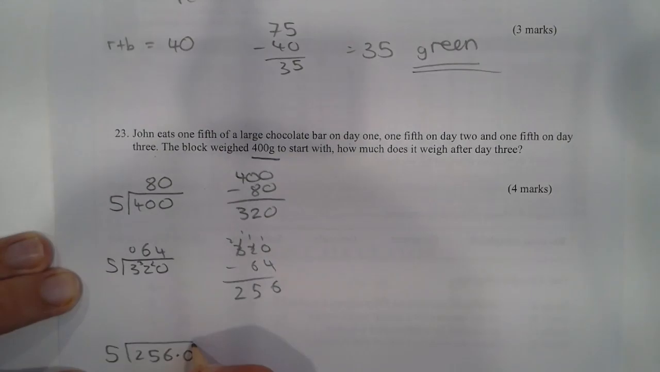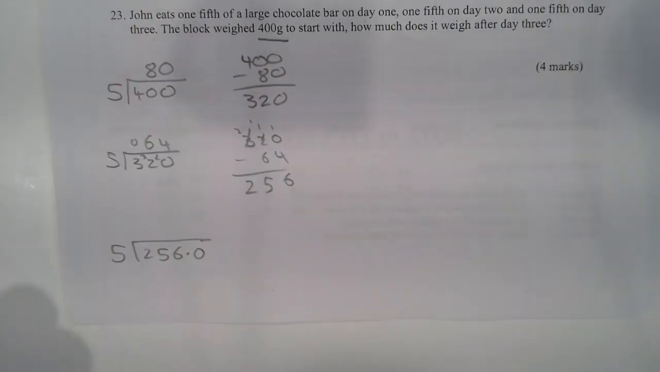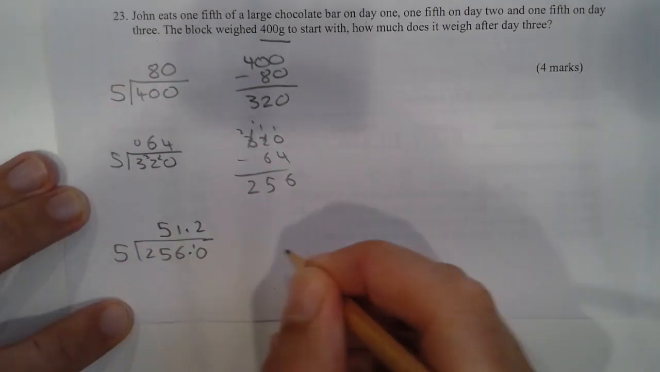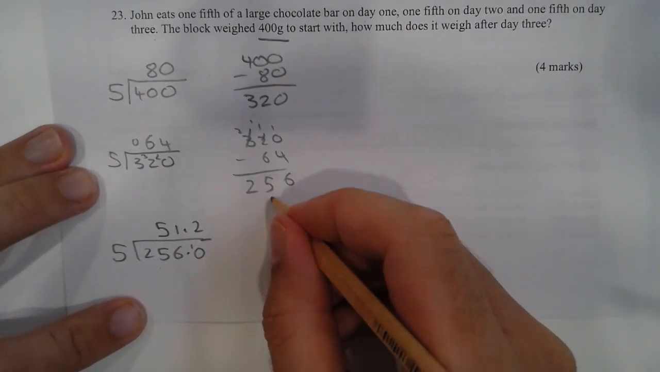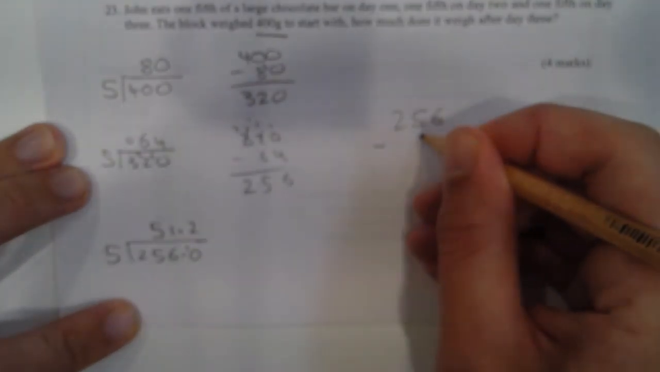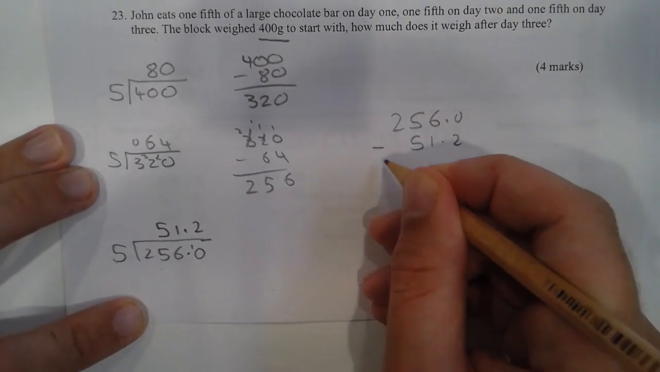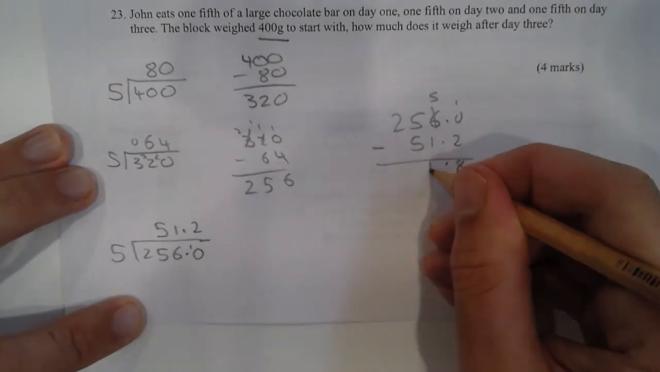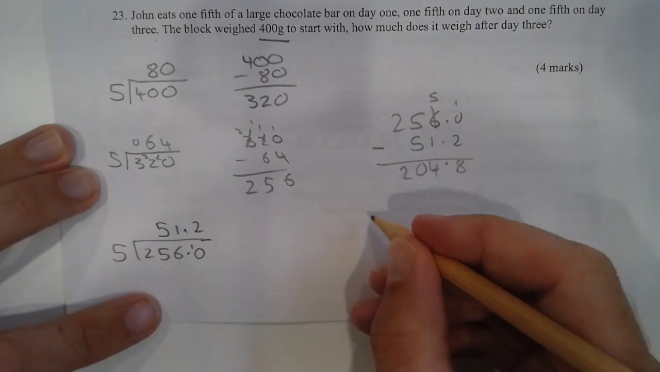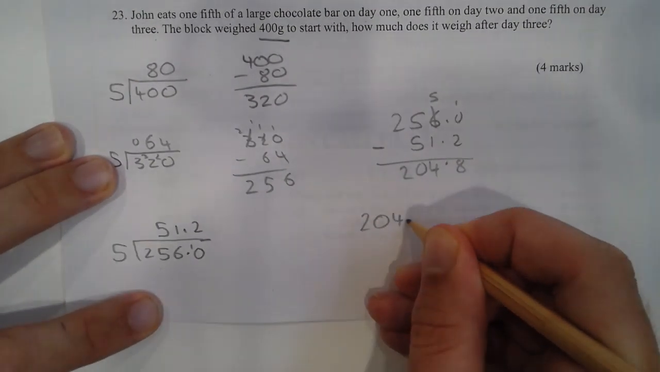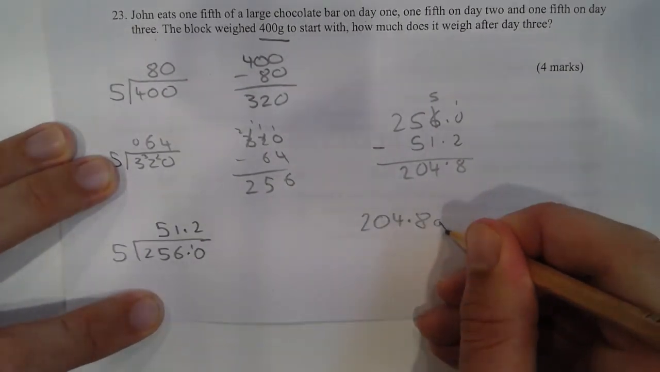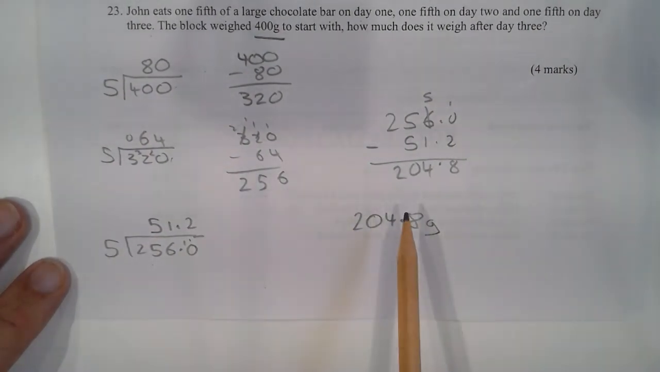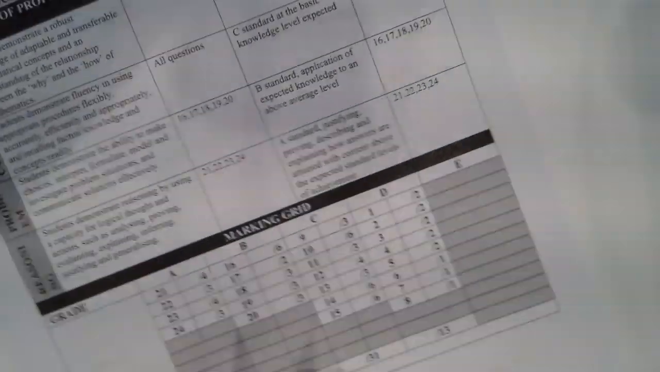I'm going to add in a 0.0 just in case. 5 times 5 is 25, 5 times 1. So it's 51.2. So finally, there was 256 minus the 51.2. So 10 take away 2 is 8. 5 take 1 is 4. 0, 2. How much does it weigh after day 3? It weighs 204.8 grams. So we took away a fifth on day 1, a fifth on day 2, a fifth on day 3. There's our final amount. Tricky question.